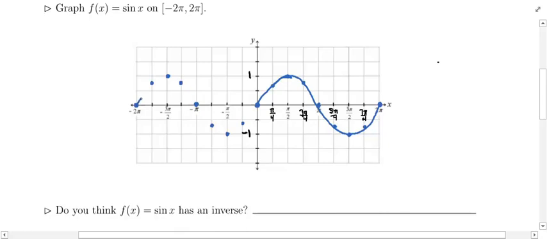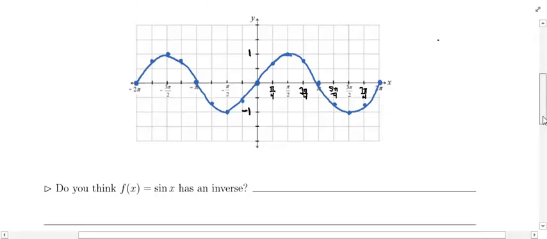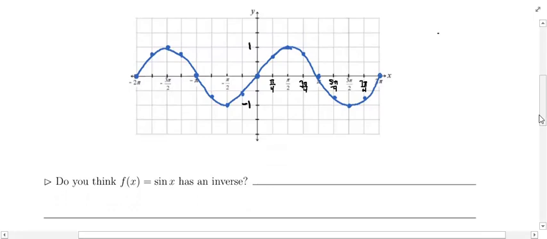So here will be another sine wave. All right, so here it is. We have two waves of sine of x. And again, like I said, our goal is to see where the inverse sine function comes from. Underneath the graph, there is a question. Do you think this function f of x, which is equal to the sine of x, has an inverse?